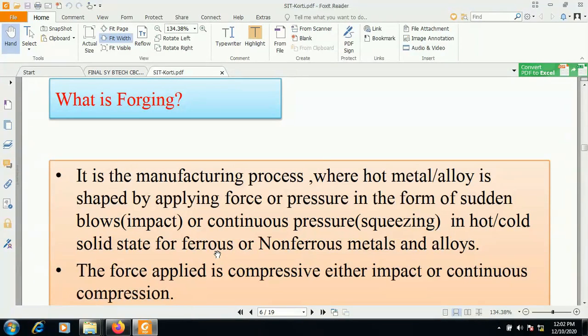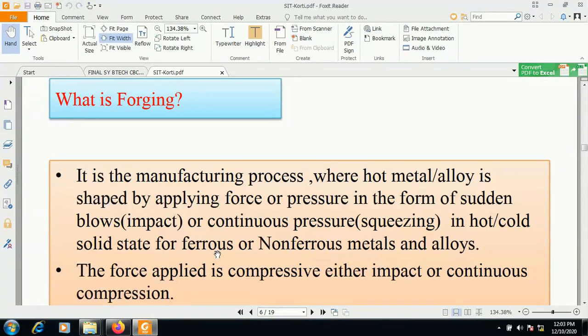And the deformation of the metal is achieved by the application of force or pressure in the form of sudden blows. That means an upper die and a lower die are there. The lower die is fixed to the anvil, the upper die is attached to the hammer, and continuous blows of the hammer are applied on that red hot metal so that the metal will plastically flow into each and every detail of the die cavity, and that is called impact forging. And squeezing means we are applying the force in a progressive manner. Continuous pressure is applied on the metal in a continuous manner, that is called squeezing in hot or cold state.